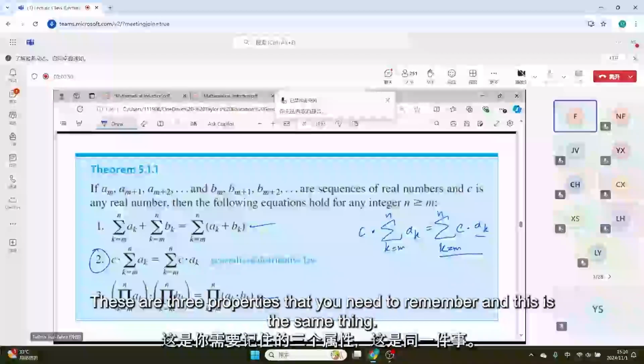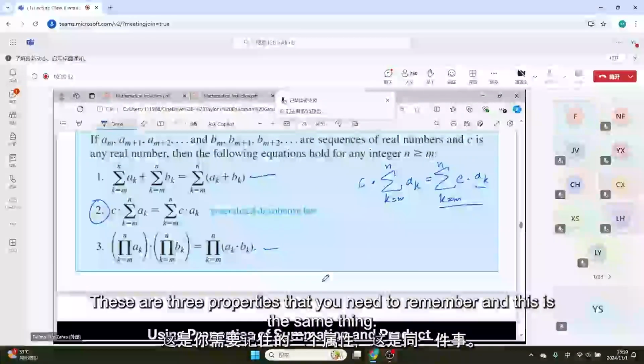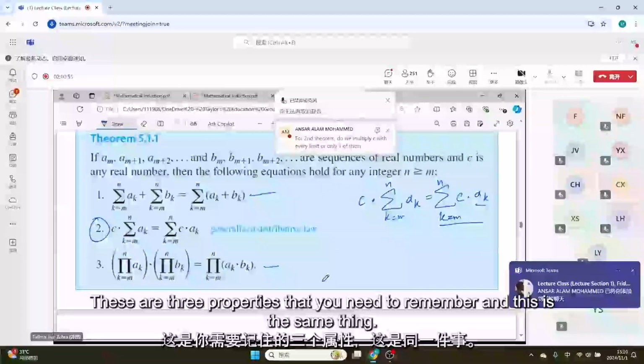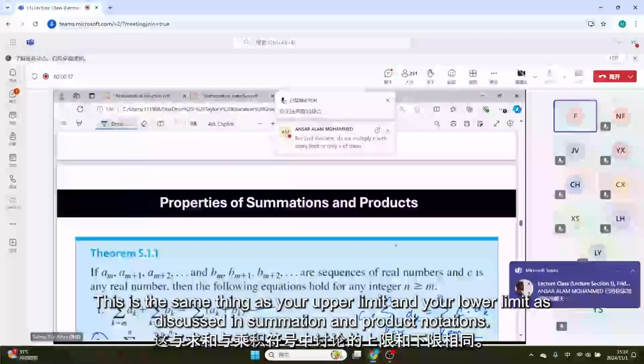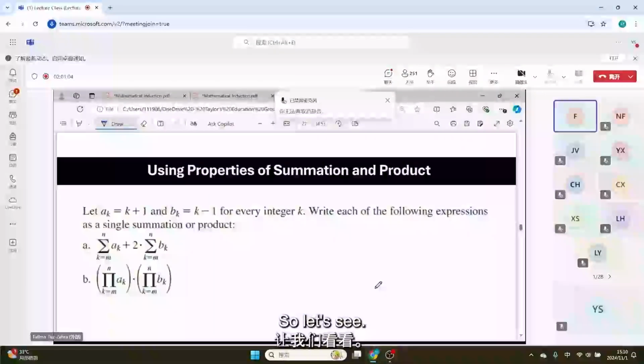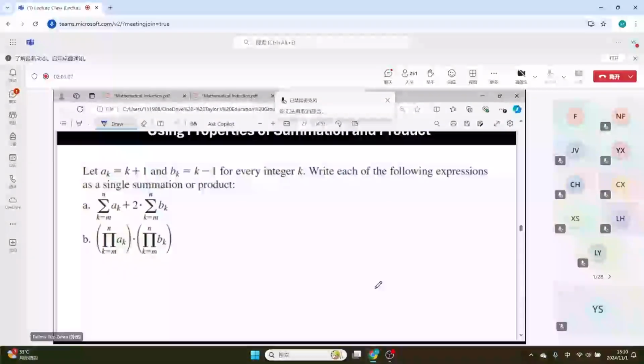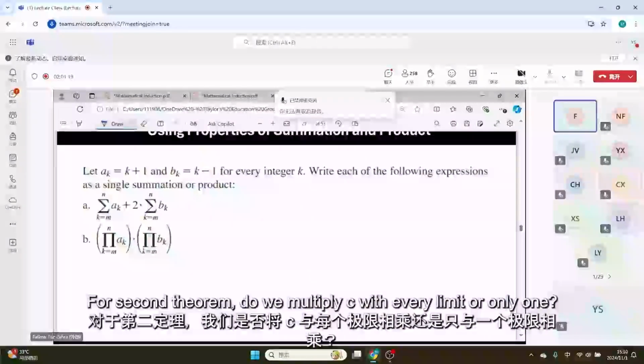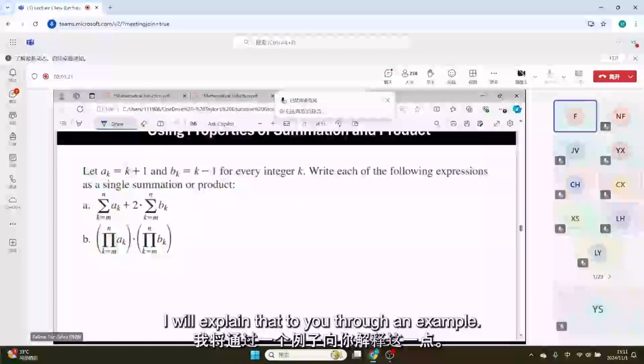These are three properties that you need to remember. And this is the same thing, don't get confused. This is the same thing as your upper limit and your lower limit, as discussed in summation and product notations. So let's say, okay, for second theorem, do we multiply c with every limit or only one? I will explain that to you through an example.